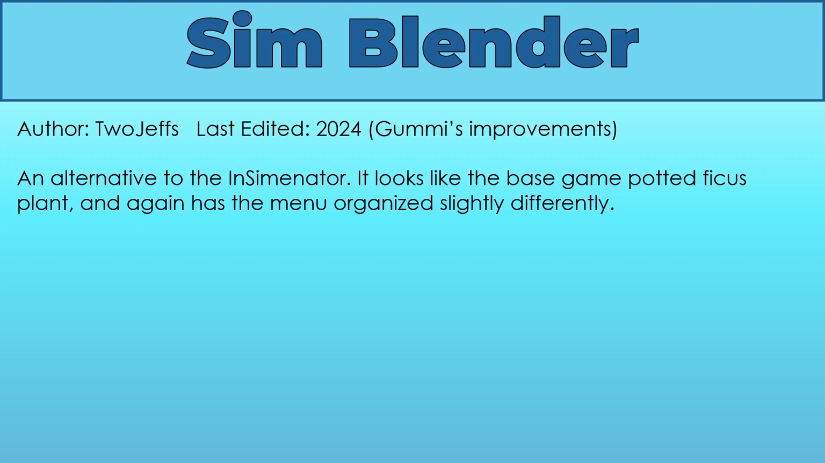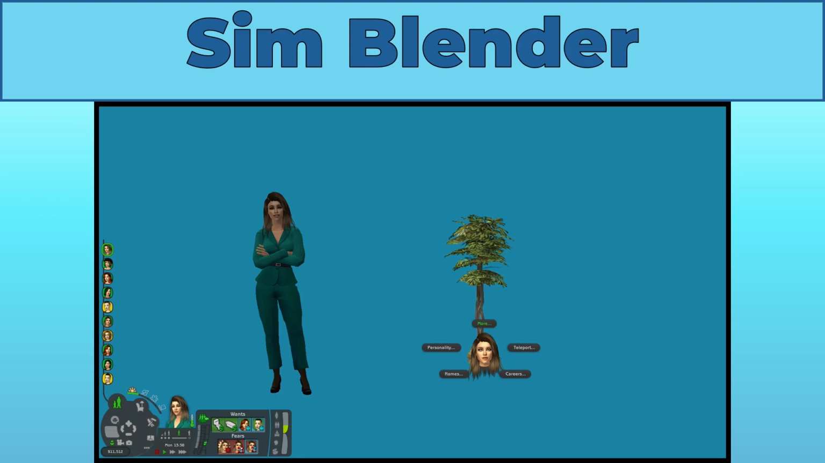Then we have SimBlender. And with this one, I would recommend that you go with Gummy's version with the latest improvements by Pick and Mix and Gummy, because it has better ways to teleport sims into the lot. It makes them easier to find if you're trying to locate one specific sim. And this is what the SimBlender looks like. It's just a potted plant, and you can click on it and you can do basically anything that you can do in InSimenator and Sim Manipulator.